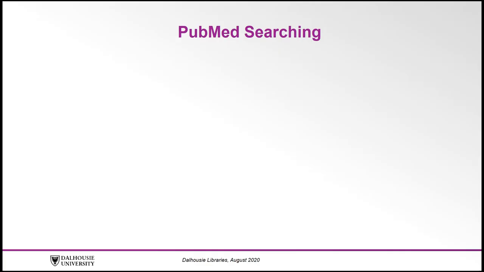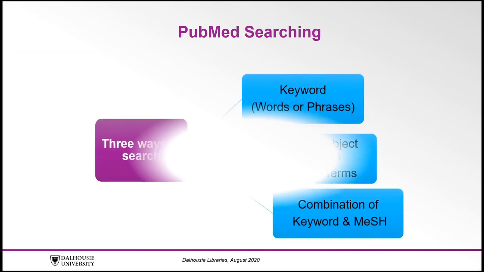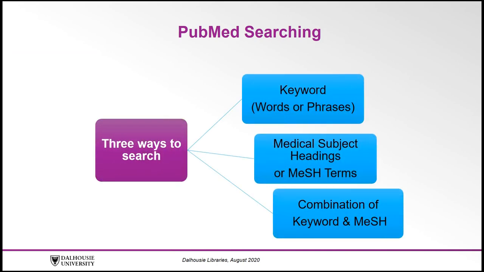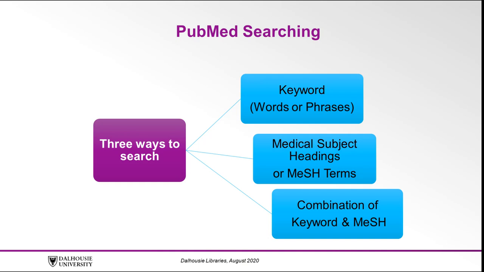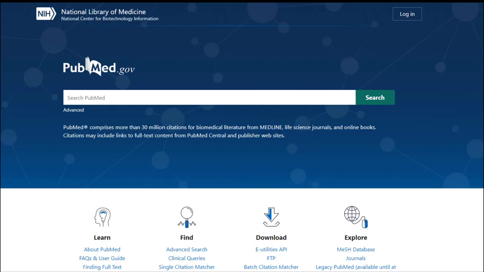There are three common ways to search PubMed: using words or phrases in the search box on the PubMed main page, known as keyword searching, like the type of search you would do on Google; using the medical subject headings or MeSH terms, which are index terms or tags that tell you what the article is about; or using a combination of both. Note that there are additional resources on searching in PubMed linked from the homepage by clicking FAQs and User Guide.